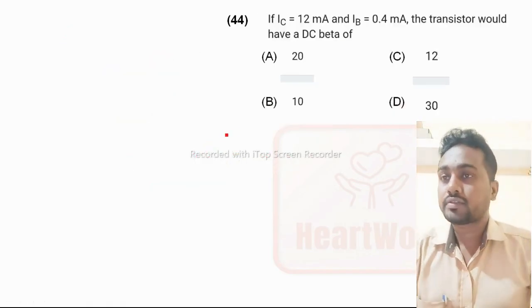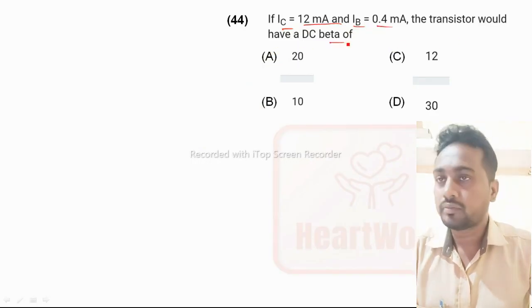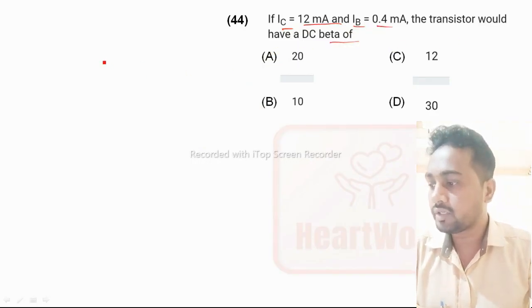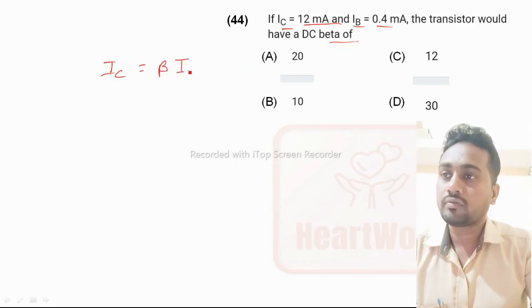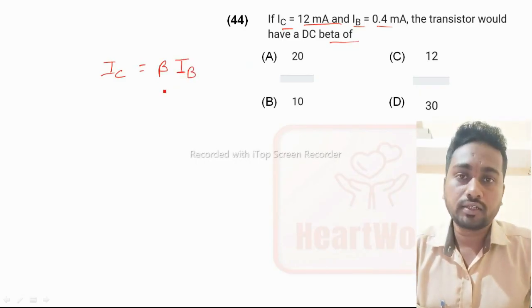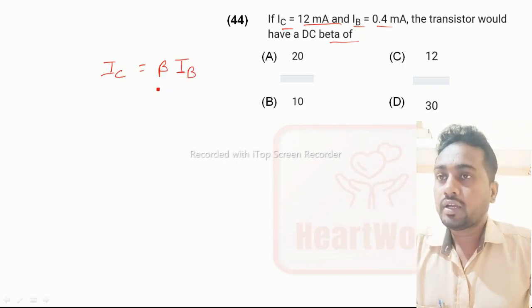Next, if IC, the collector current, is 12 milliampere and IB, the base current, is 0.4 milliampere, the transistor would have a DC beta of. We have to find the DC beta. Beta value means current gain. IC equals beta IB, this is the formula for the relation between collector current and base current. So beta is the current gain, and we have to find the beta value only. We can write beta equal to IC by IB.